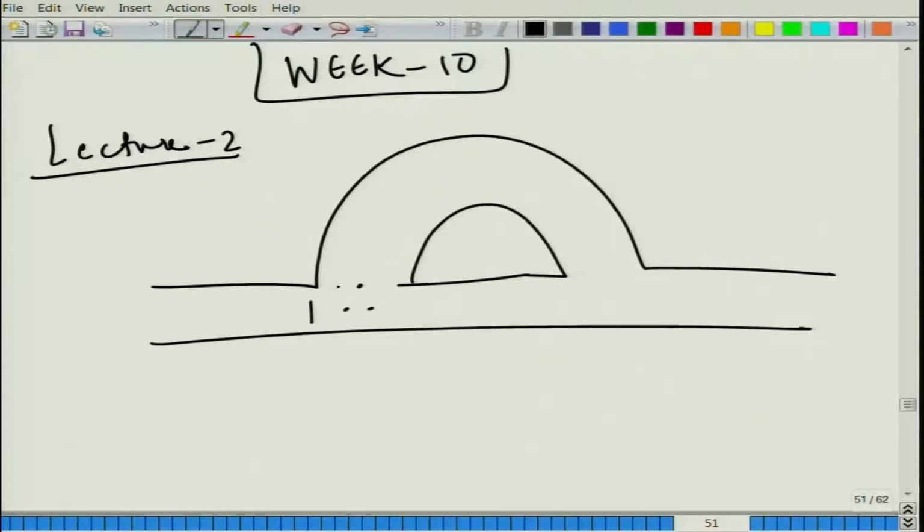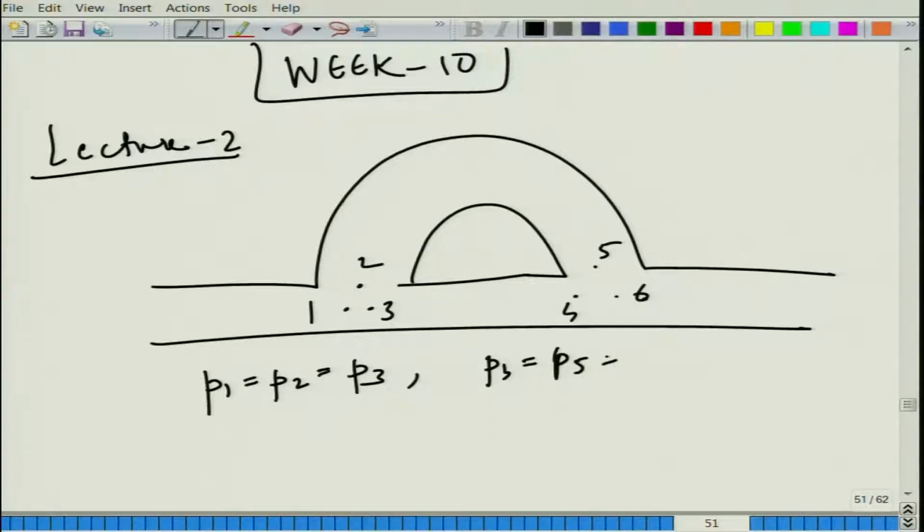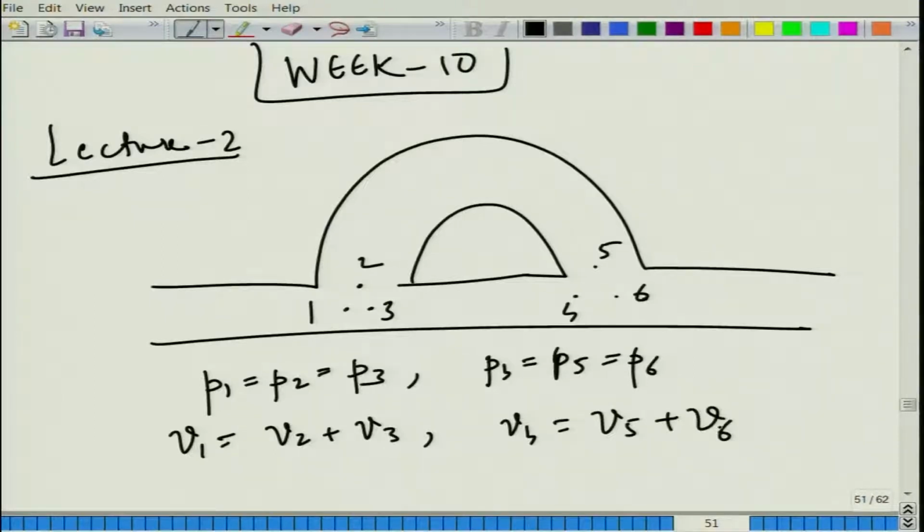Let us name these as 1, 2, 3, this is 5, 4 and 6. So, we have P1, I am dropping the tilde sign deliberately, P4 is equal to P5 is equal to P6, and V1 is equal to V2 plus V3, V4 is equal to V5 plus V6. So, we have this kind of a thing that we already saw in the last class.